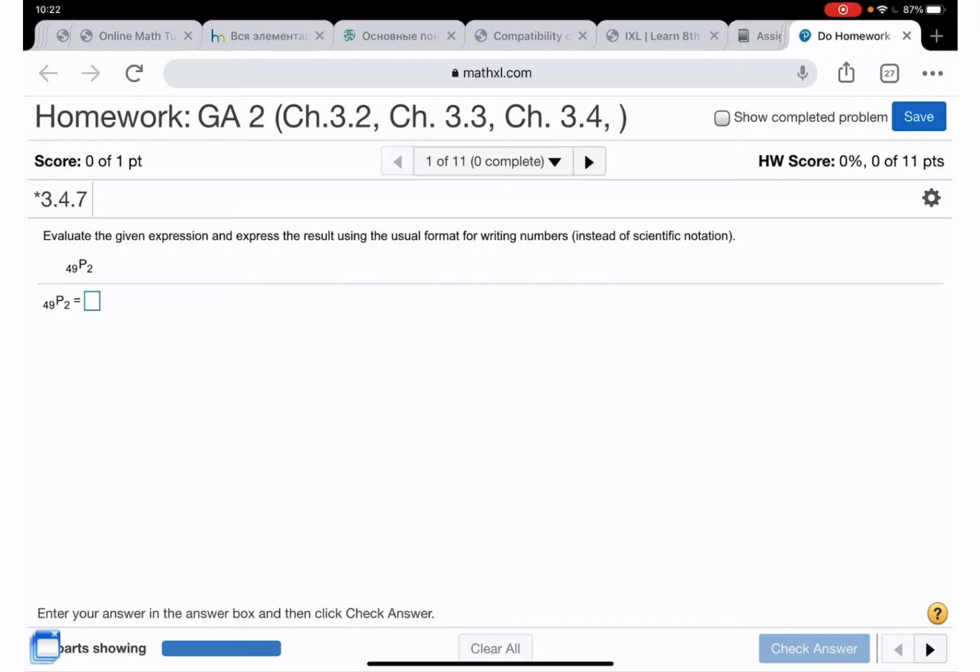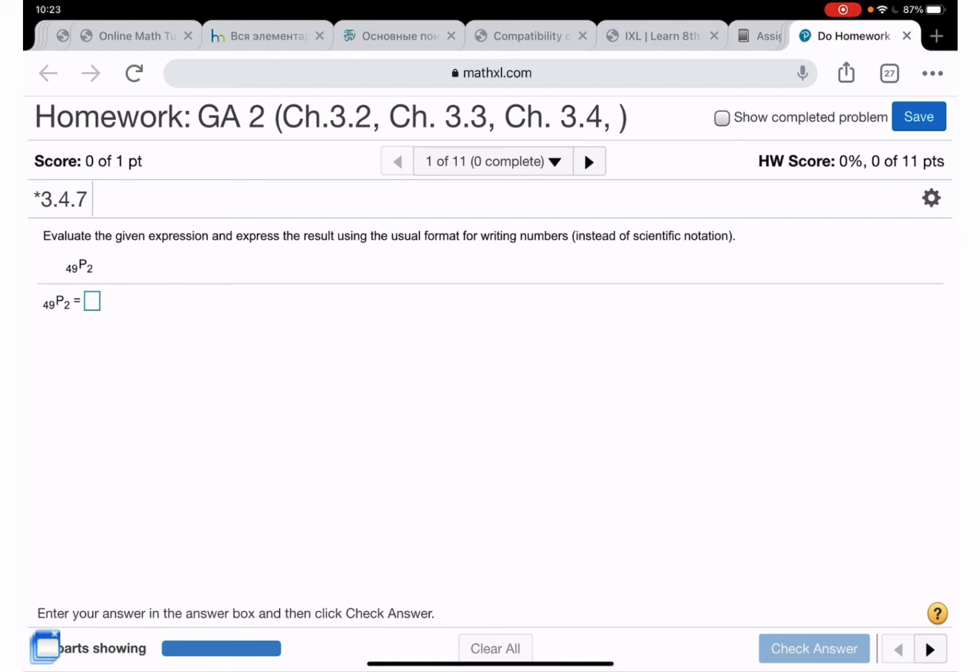First question. Evaluate the given expression and express the result using the usual format for writing numbers instead of scientific notation. What do we have here? First of all, P means combination. Combination of 2 elements that you can choose out of 49 total.